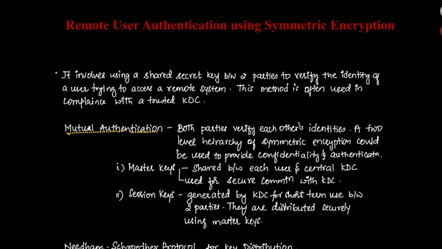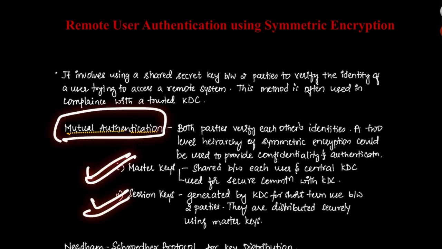Next we look into remote user authentication using symmetric encryption. So here it involves using a shared secret key between two parties to verify the identity of a user trying to access a remote system. This method is often used with a trusted key distribution center. So mutual authentication using key distribution happens in a distributed environment where there is a two-level hierarchy of symmetric encryption keys, which will include firstly the master keys, and then the session keys.